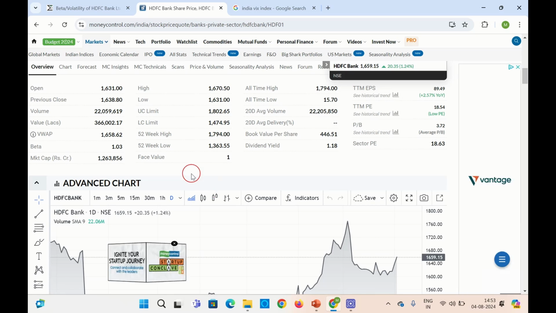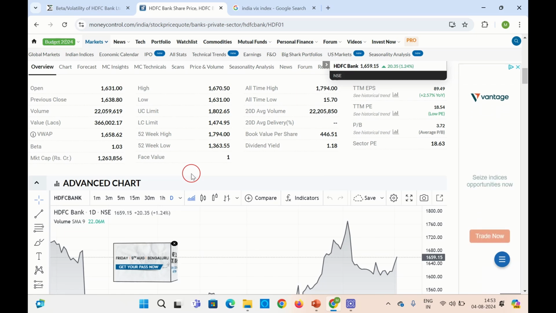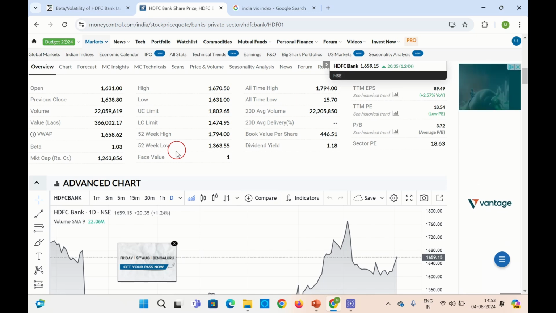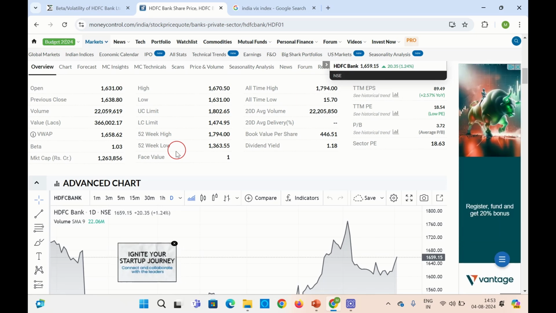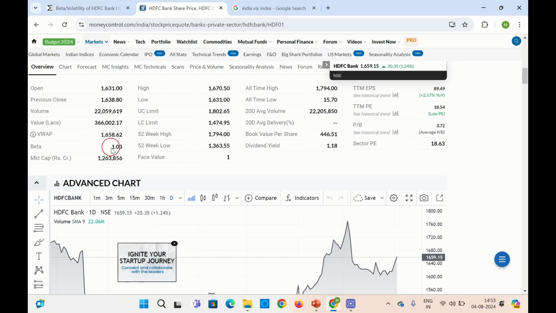If a particular stock's beta value is less than 1, it means that the industry is volatile, but the stock in the very same industry is not that volatile. In this example, we take HDFC. HDFC is in the banking sector, so the banking sector is volatile compared to HDFC. That's what a value lesser than 1 would mean.